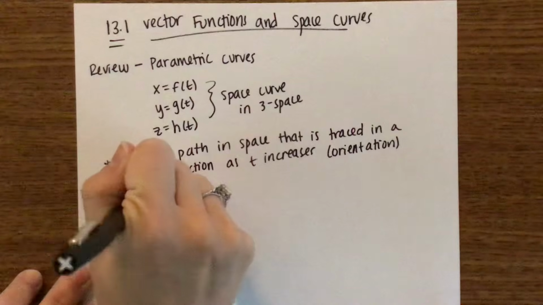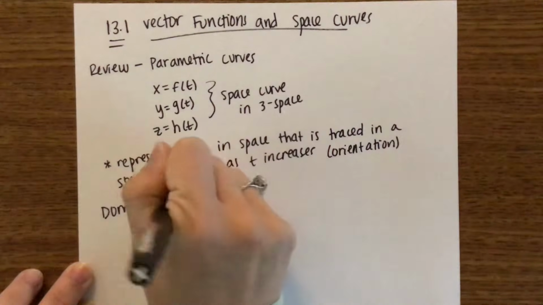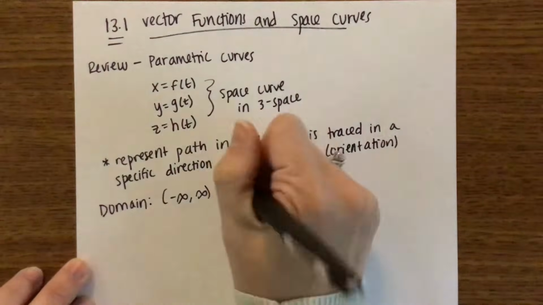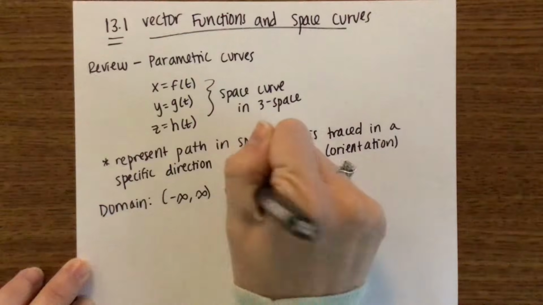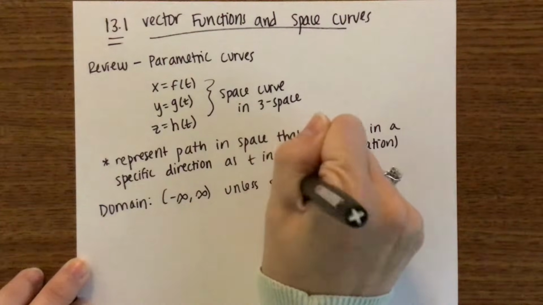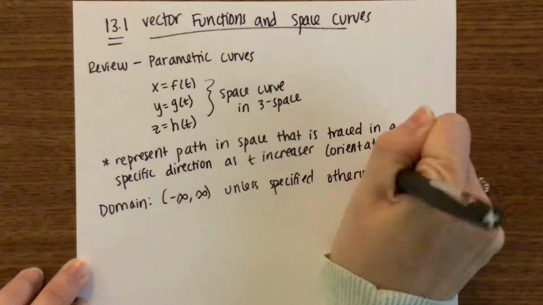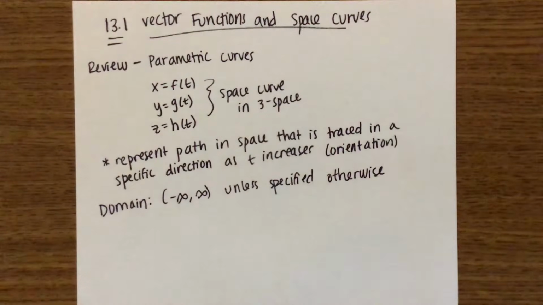Last thing I want to review before we move on is domain. Your domain is going to be all real numbers unless specified otherwise. Okay, so the whole reason we need to review parametric curves is it's going to help us with this first section, which is vector valued functions.